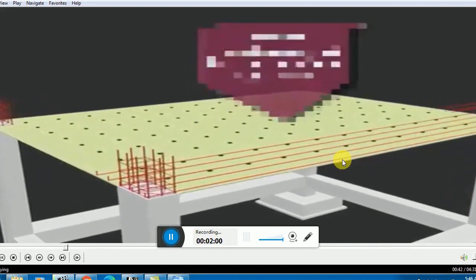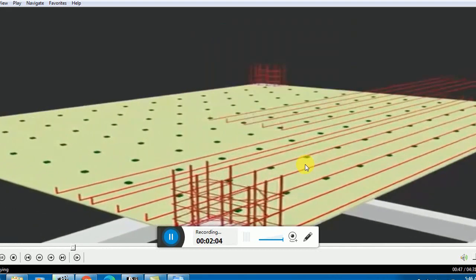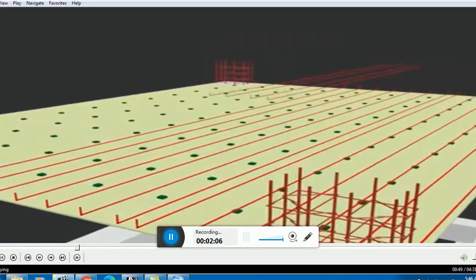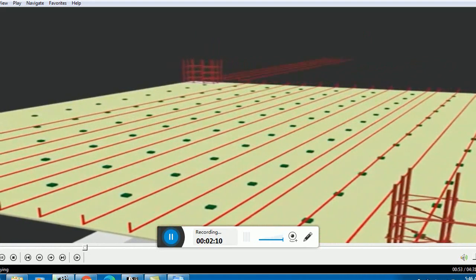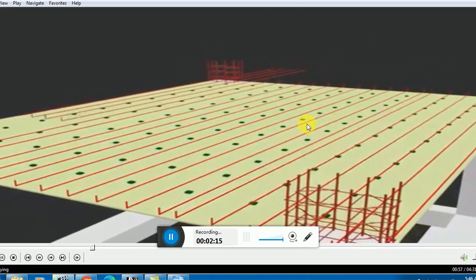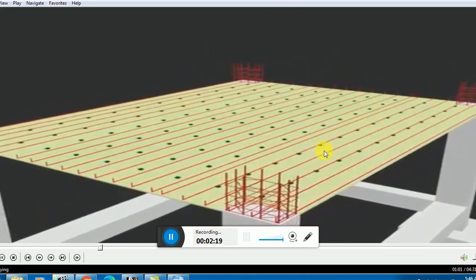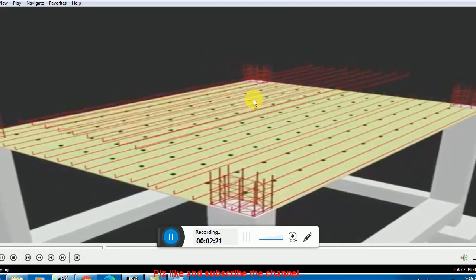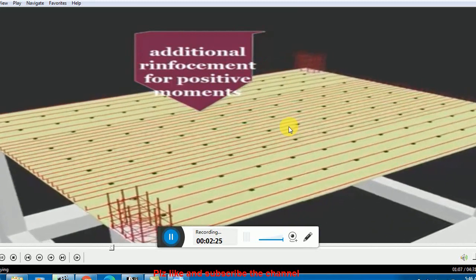First of all, they are placing bars. This is called lower reinforcement in the longer direction. This is important. And you see here the positive reinforcement. This is very interesting and a very wonderful video. I will design all these bars, and these are the extra bars, additional reinforcement for positive reinforcement.